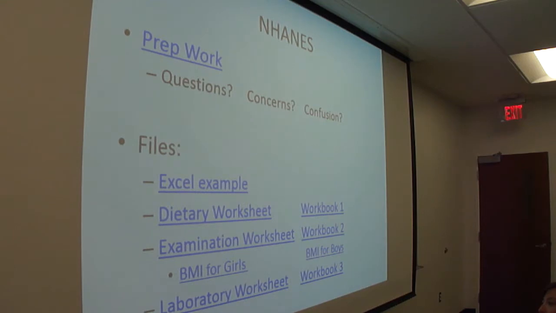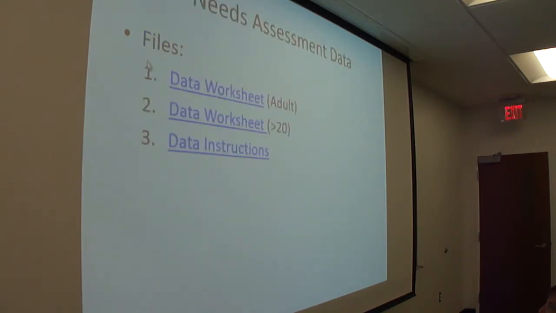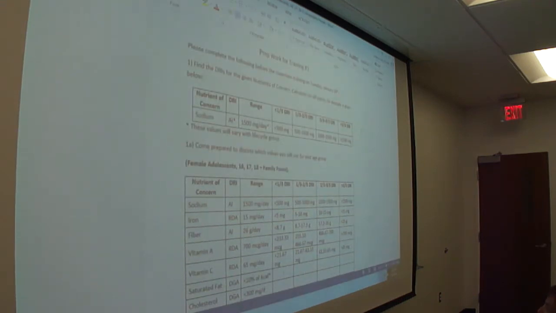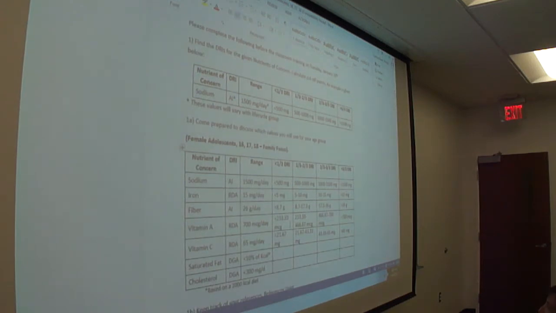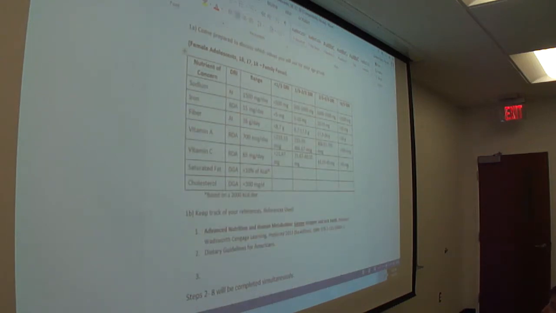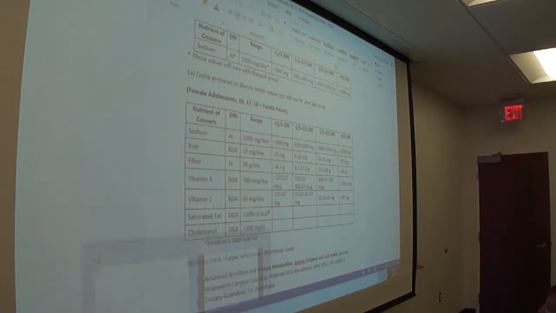Okay, so for the prep work, that first table should look like that. I posted the DRI table you guys were able to use, so it should look something like that. You just calculate what the range is, you calculate what is below one third, and that's how you do it. So that was okay for everyone. Okay.